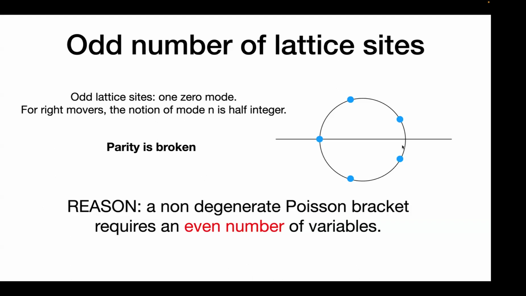One of the reasons this is going on is that if you have a non-degenerate Poisson bracket, then you require an even number of variables. If you have an odd number of variables, there's always one degeneracy, or an odd number of degeneracies. The number of zero eigenvectors of an antisymmetric matrix is always odd if the matrix has an odd number of entries.